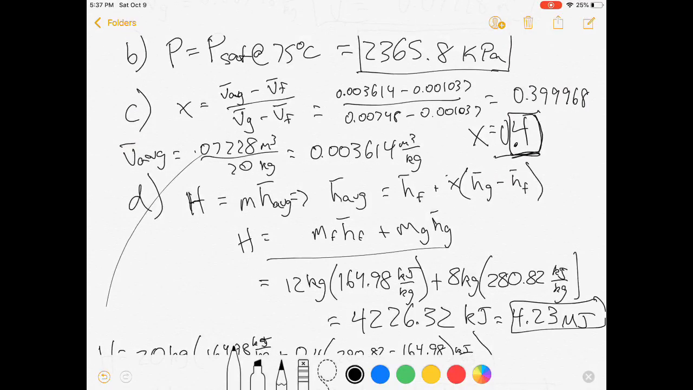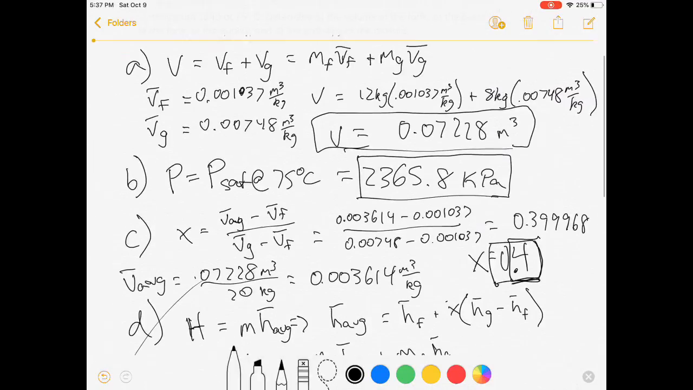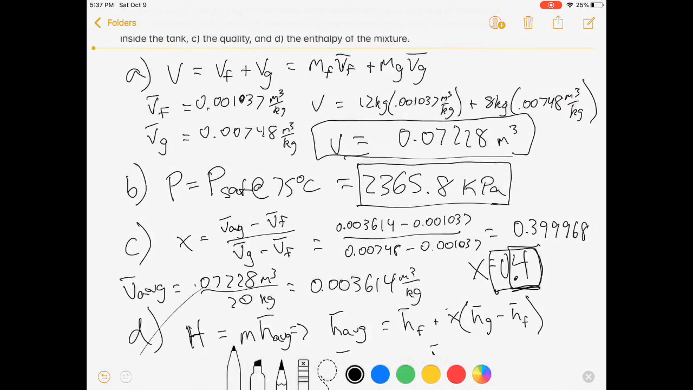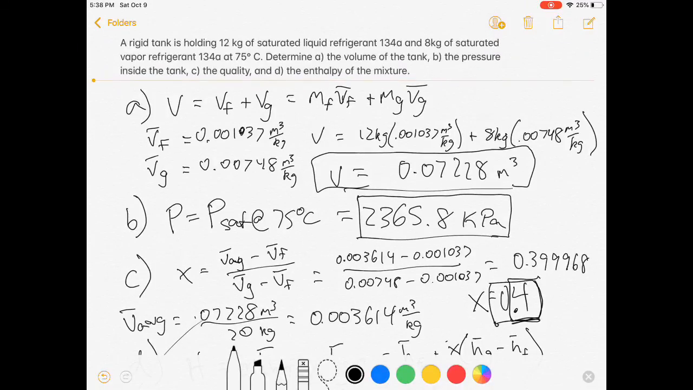So the correct answer for quality was 0.4. Pressure was the saturation pressure at 75 degrees C, which was 2365.8 kilopascals. And the volume of the tank, which I'm not sure that it's an original problem, and I'm not sure that my dimensions were up to par, but I got 0.07228 meters cubed.